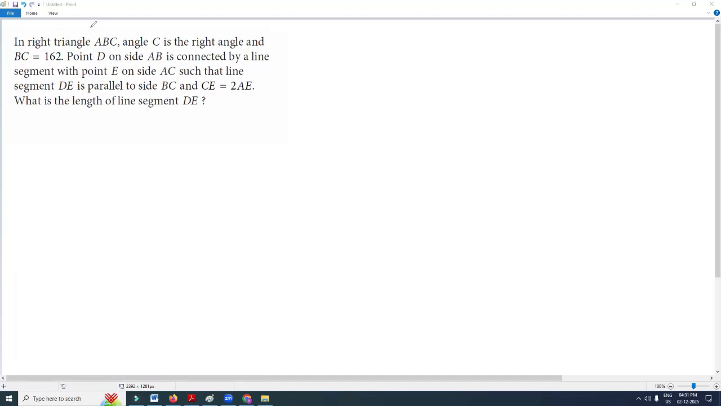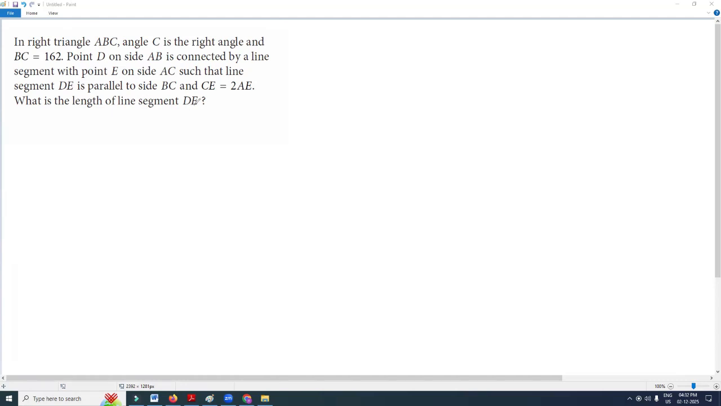In right triangle ABC, angle C is a right angle and BC equals 162. Point D on side AB is connected by a line segment with point E on side AC, so that line segment DE is parallel to side BC and CE equals 2 times AE. What is the length of line segment DE?